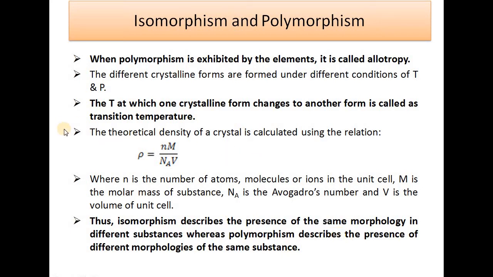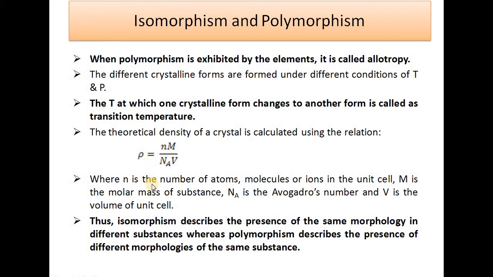Now how can we calculate the theoretical density of a crystal? For this we can use the relation derived here. The density is equal to NM divided by Avogadro number times volume, where N is the number of atoms, molecules or ions present per unit cell. M is the molecular mass. V is the volume of the unit cell. And Na is here the Avogadro number.